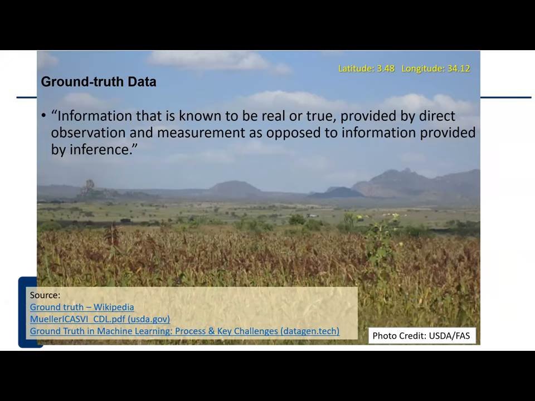So ground truth data is information that is known to be real or true, provided by direct observation and measurement. And that's the important aspect of this definition to focus on. So we'll be going out into the field, directly observing what crop is grown in a plot, and then capturing our observation with a photo. Like this example, it's a photo of sorghum out of Kenya, and we'll have our locational information captured with it to show exactly where that field is.